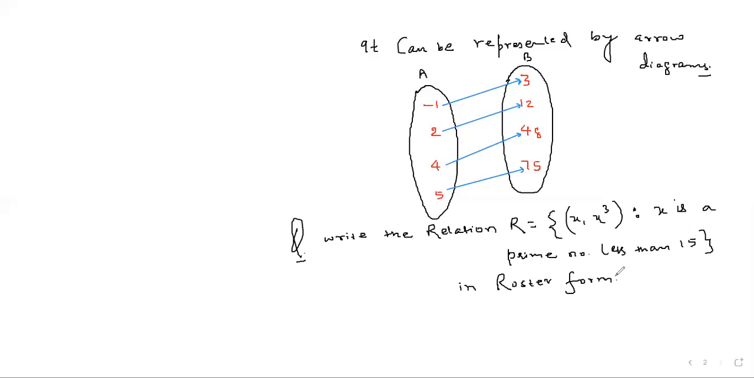What's your answer, Shruti? Sir, (2, 8), and then (3, 27). Yeah. And (5, 125). Yeah. (7, 343). Yeah. (11, 1331). Yeah. And then 13, I'm still solving. Okay. 13 cubed is what? 2197, na?